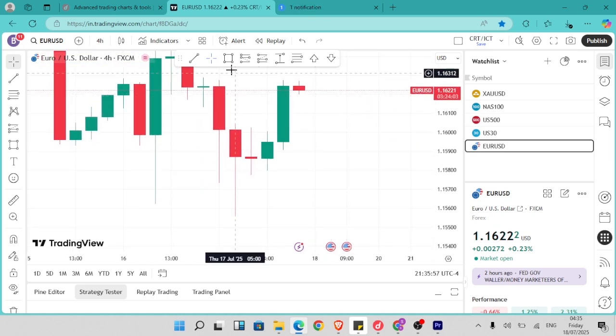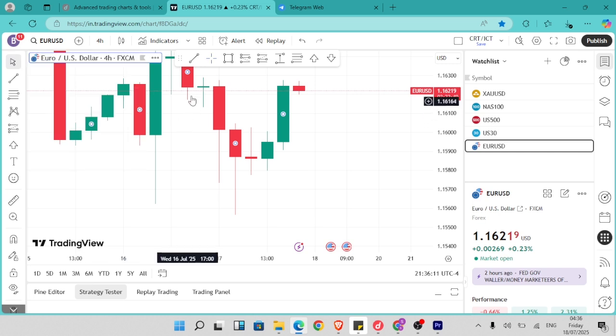We had these two candles here. We had this candle here and this one. So this one opens, forms a high, forms a low and closes. Then the second 4-hour candle opens, forms a high, forms a low and closes within the range of the first candle, the first 4-hour candle.